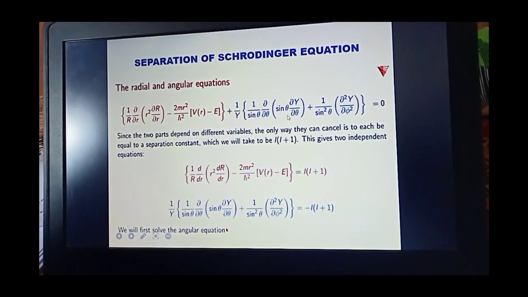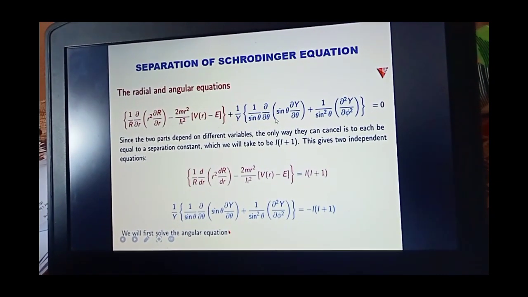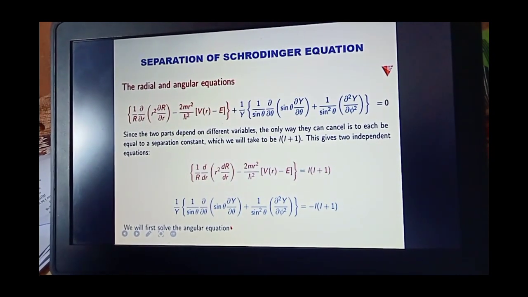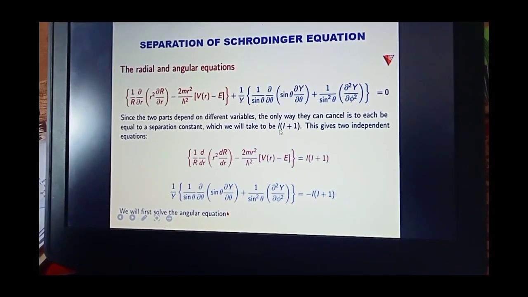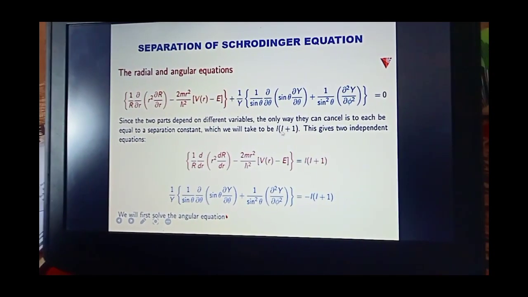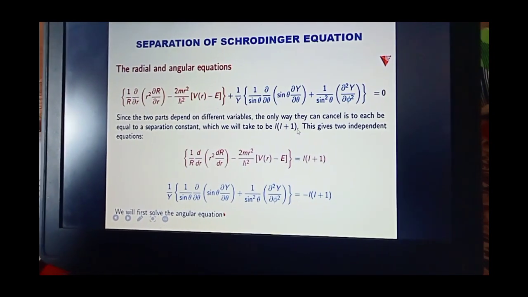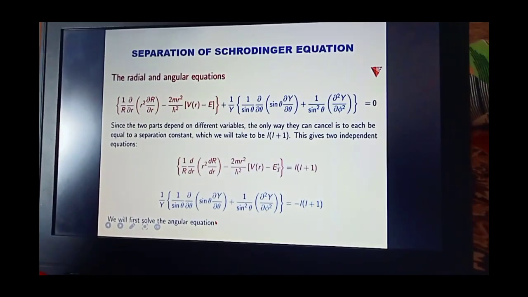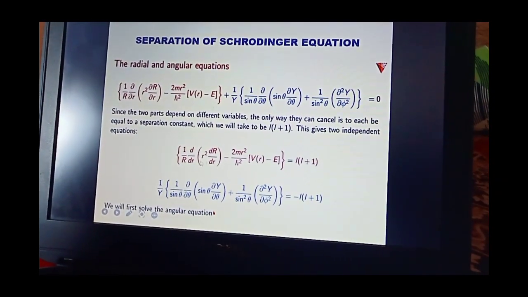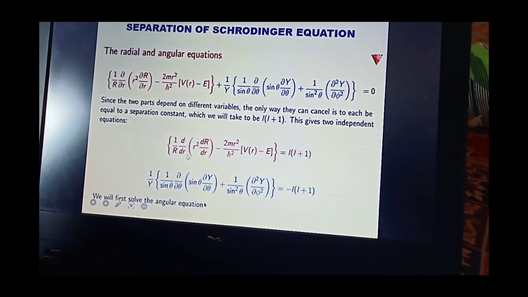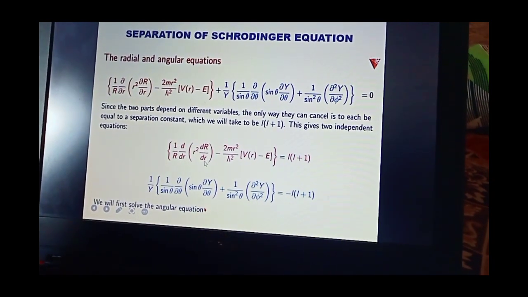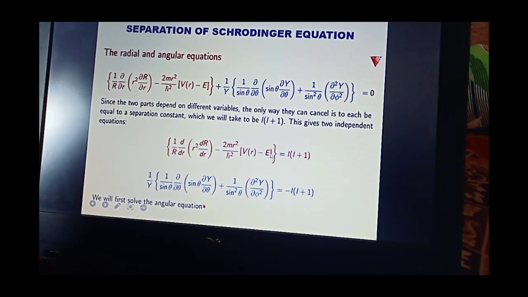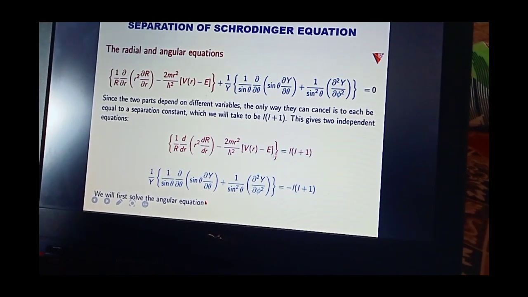Hence this equation can be correct only if both sides are equal to some constant. Let this constant be L(L+1). We take the constant for the radial equation and the angular equation. The radial equation is (1/R) d/dr (r² dR/dr) − (2mr²/ħ²)(V(r) − E) = L(L+1).